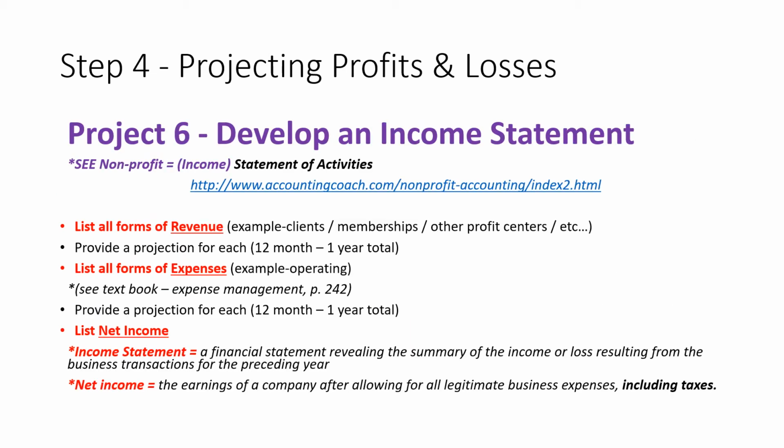Number 4, projecting profits and losses. Again, when you develop your income statement, it's real simple here. List all forms of revenue, cash cow and additional profit centers, then list all your expenses, and with that you need to include taxes as an expense, and then that becomes your net income. Very simple.